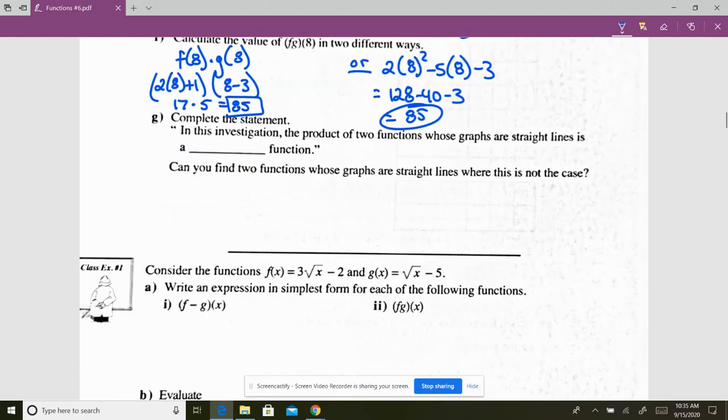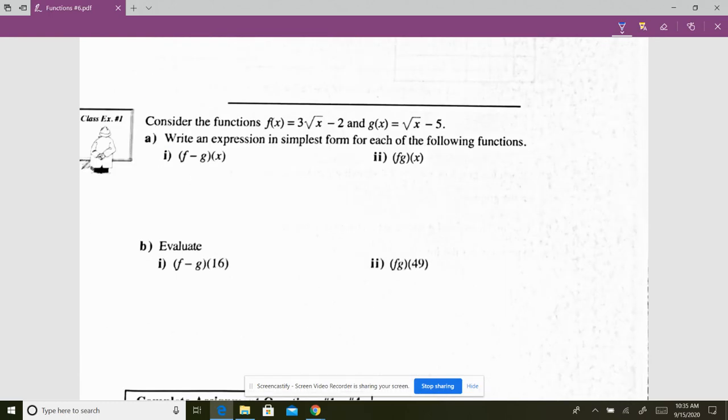2 more examples. I'll give you a bit more time to work. Consider the functions f of x is equal to 3 root x minus 2 and g of x is root x minus 5. Write an expression in simplest form for each of the following. F minus g of x. All right, so we're subtracting the functions. So it's f of x, which is that. You have to remember when you're subtracting. Bracket it, yes.